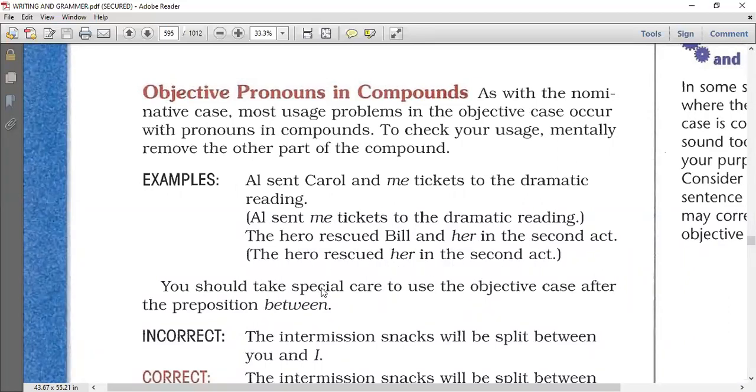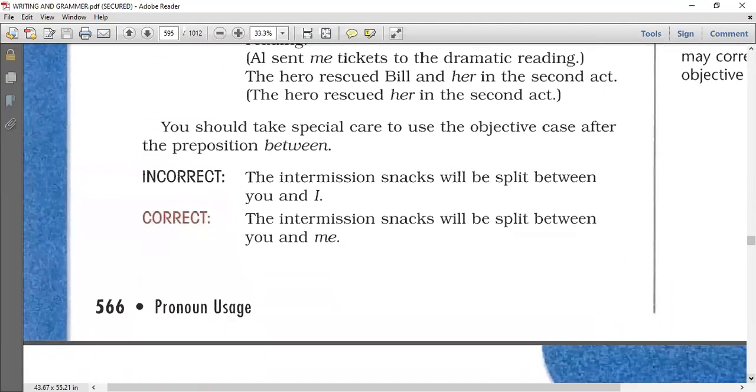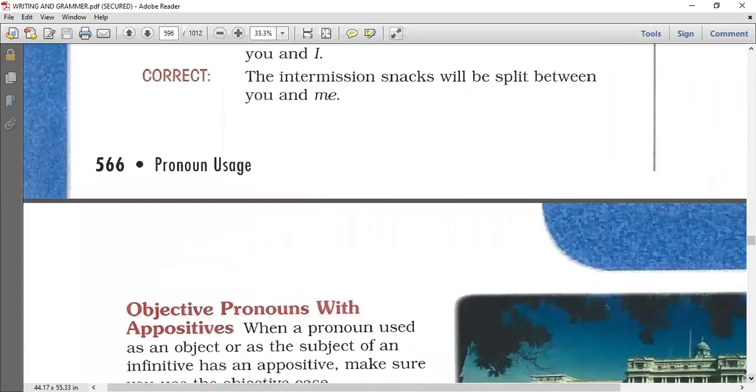You should take special care to use the objective case after the preposition between. Let's see the example. The intermission snacks will be split between you and I. Between is a preposition, but it's wrong to say between you and I. It should be between you and me. Between you and me. Between me and her, and so on.